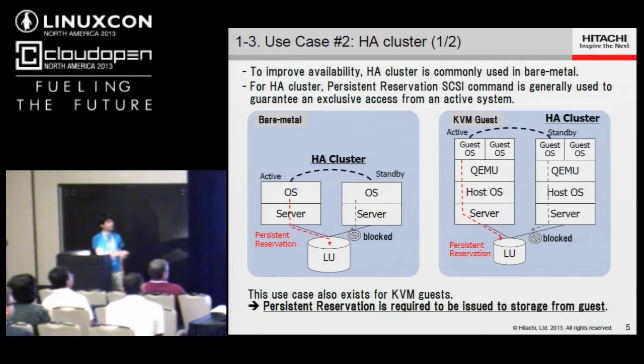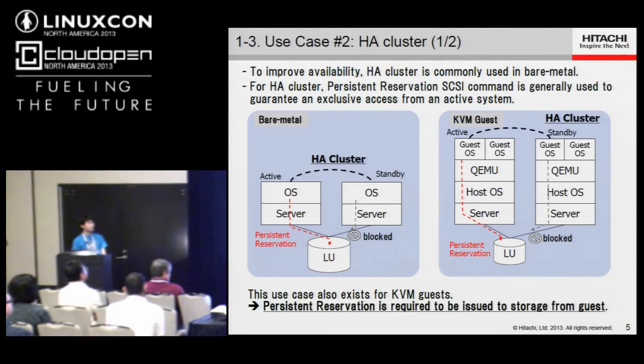Both the active system and the standby system need to share the data, so they share the same LU. However, the standby system must not access while the active system is using the data because it might corrupt the data of the LU. So we need exclusive access from the active system. To guarantee exclusive access, persistent reservation is used. Once persistent reservation is held by the active system, the IOs from the standby system are blocked by using a storage feature.